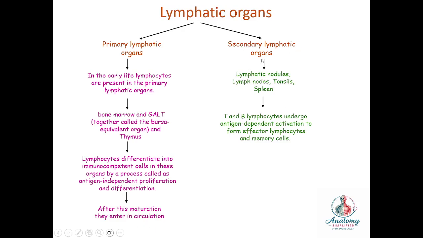The secondary lymphatic organs include various lymph nodes, lymphatic nodules, tonsil, and spleen. T and B lymphocytes undergo antigen dependent activation in these organs to form effector lymphocytes, that is, plasma cells, lymphoblasts, and memory cells. Here, the antigen is actually activating them to form effector lymphocytes and memory cells. So, antibody production will take place in these lymphatic organs.